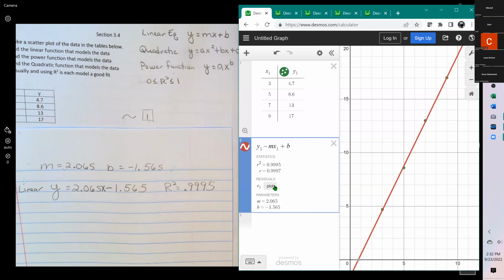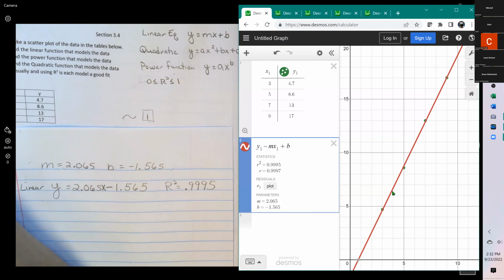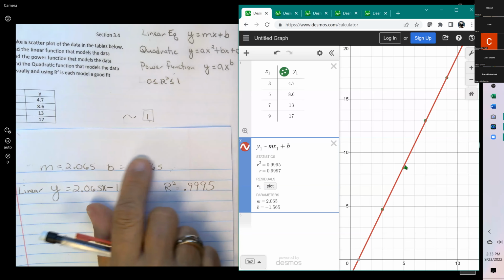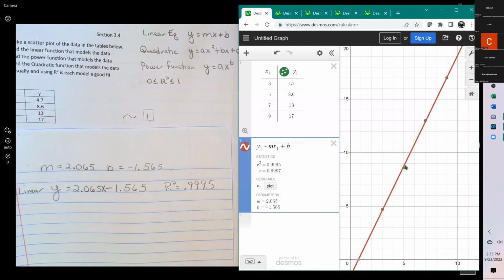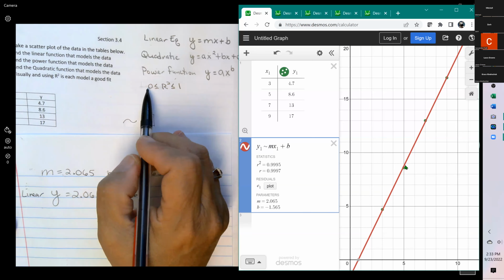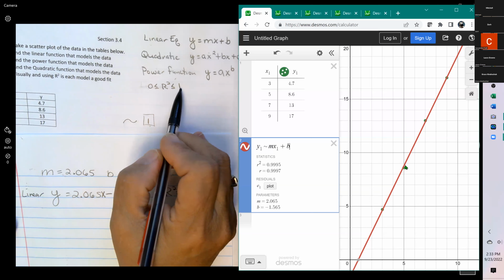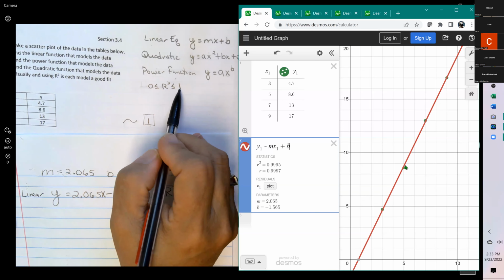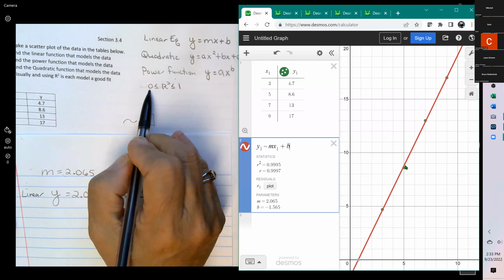Any questions on that? Looks like this one's off by a little bit here and there. And that's why it's not 1, because if r squared is 1, it's an exact linear equation. So remember, r squared is always between 0 and 1. The closer to the 1, the stronger the relationship. Closer to 0, the weaker.